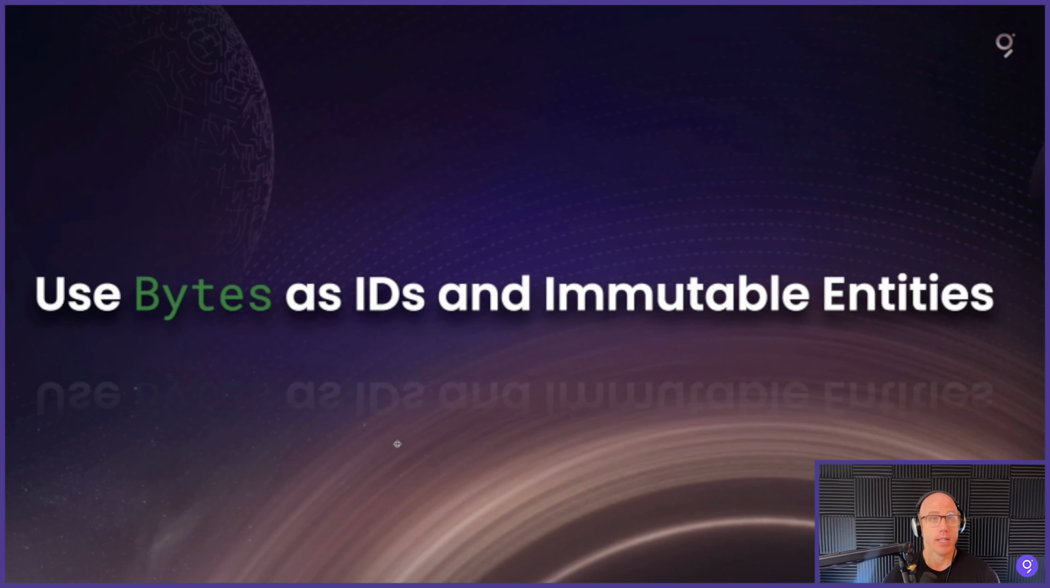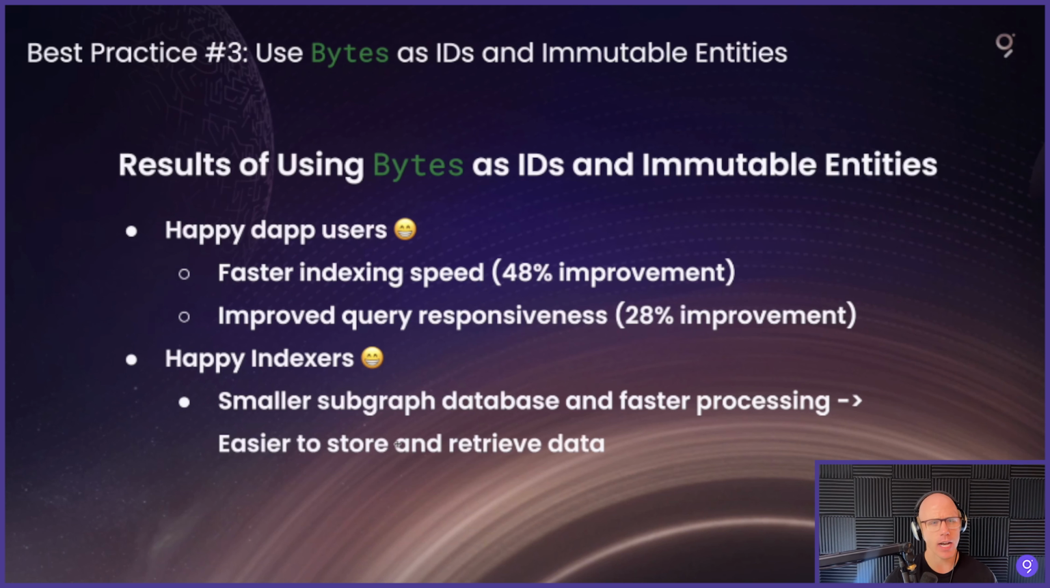So next, this is best practice number 3, and this is a big one. Use bytes as IDs and immutable entities. These are basically a 2-for-1 best practice, and these have shown some significant performance increases in terms of percentages that we'll talk over too. Results of using bytes as IDs and immutable entities.